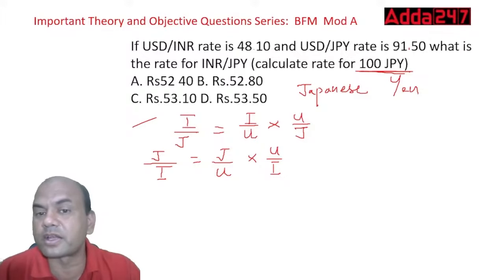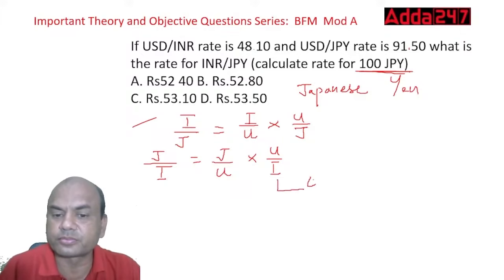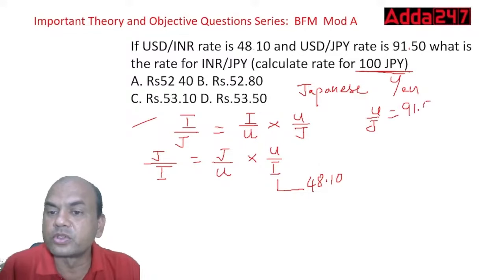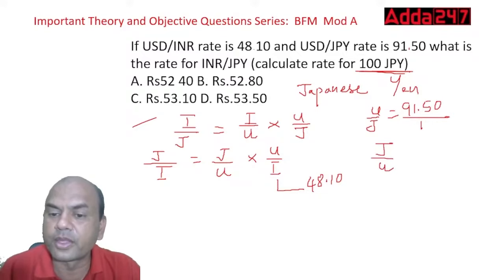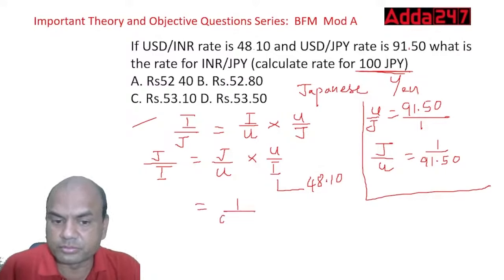So JPY to USD, what is the rate? USD to INR you know, it is 48.10. JPY to USD you don't know directly. The 91.50 is USD to JPY. So if I want JPY to USD, it is 1 upon 91.50, J upon U equals 1 upon 91.50. Multiply this with the USD to INR rate, so my answer will be 1 upon 91.50 into 48.10.